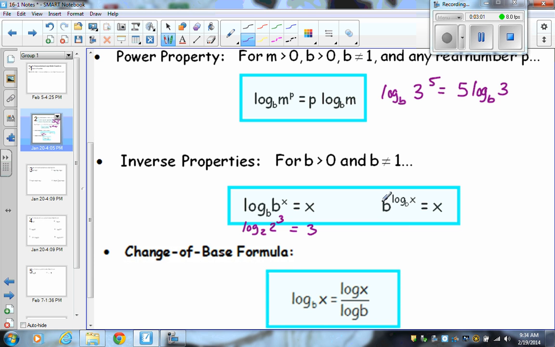And if I have a number being raised to the log and the base of the log is the same as the base of the exponent, then again, whatever you're taking the log of is just going to be your answer. So if I had 4 to the log base 4 of 2, then that's just going to equal 2.